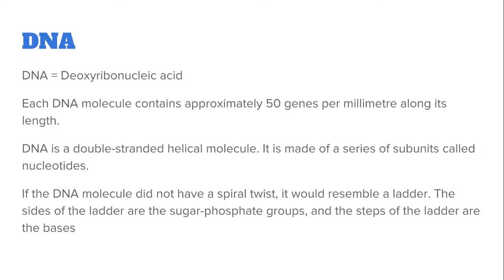Without the twist and the helical structure that we see, DNA would resemble a ladder, and the sides of the ladder are made up of what we call sugar phosphate groups, and each of the steps or the rungs of the ladder are made up of bases or nucleotides, and their order determines the genes which we see on our chromosomes.